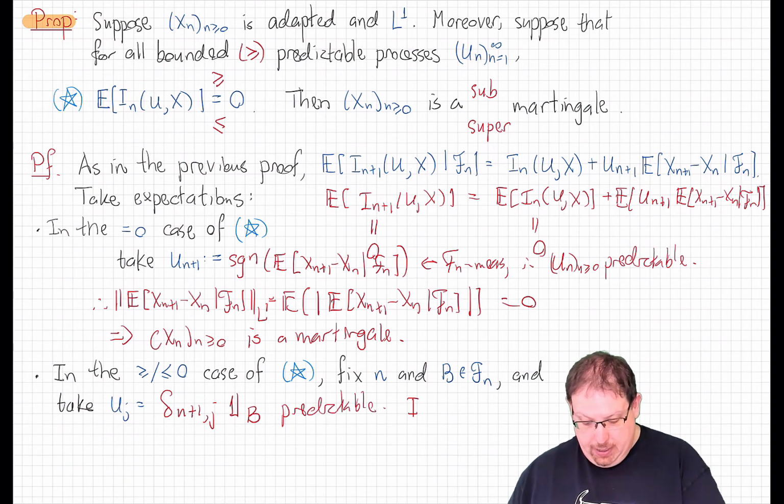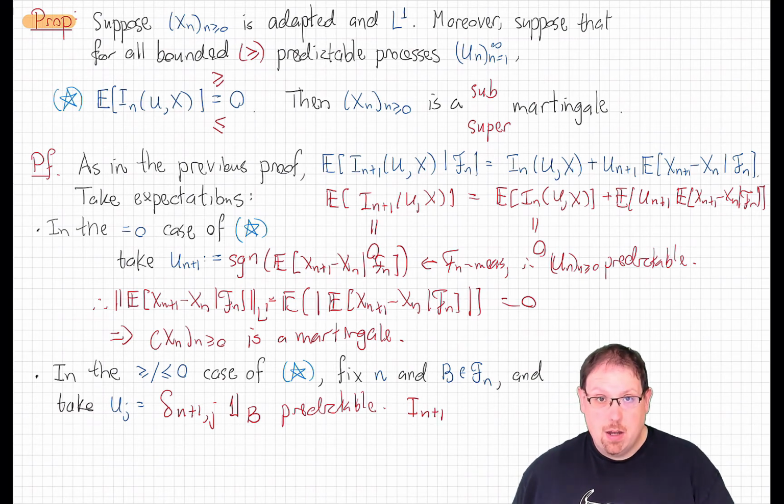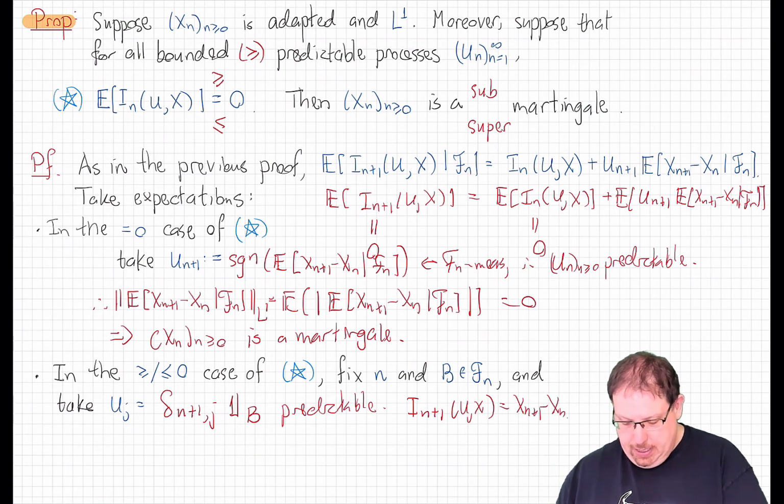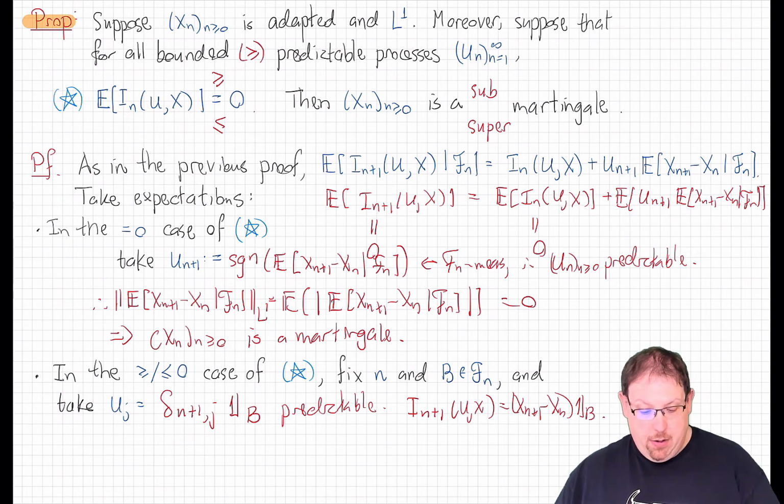And when we calculate the stochastic integral, well, it's going to be 0 up until time n plus 1, because we're just adding up a bunch of 0 times delta x's. And at time n plus 1, it's just that last term, xn plus 1 minus xn times the indicator of B. Now, by our assumption, that means that the expected value of that is either positive or negative, depending which condition we're aiming for here.